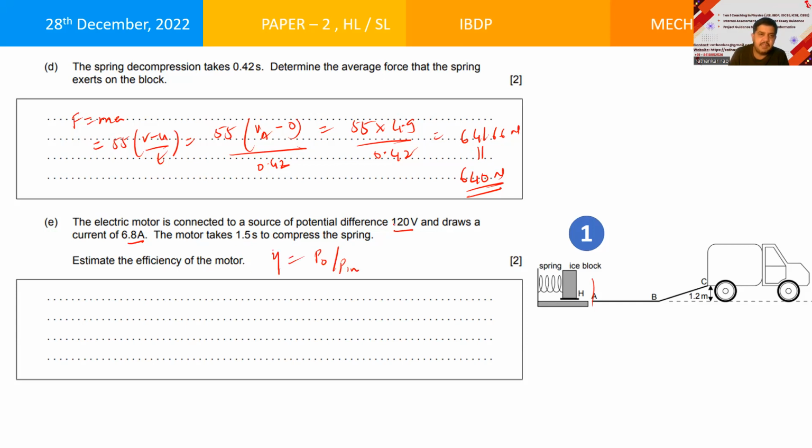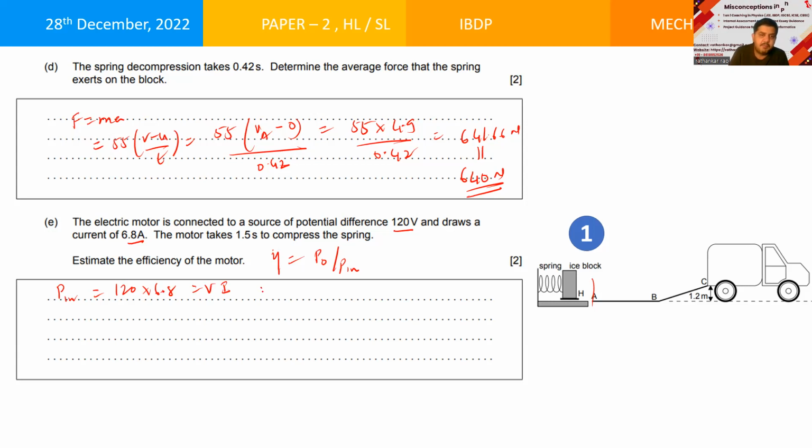Now, there is something given here, 120 and current. What is that? That is my input parameters. So, input power is equal to 120 multiplied by 6.8. How do I know this? It is nothing but V into I, right? V into I is nothing but power. You already learned in electricity. So, this is power over here, input.